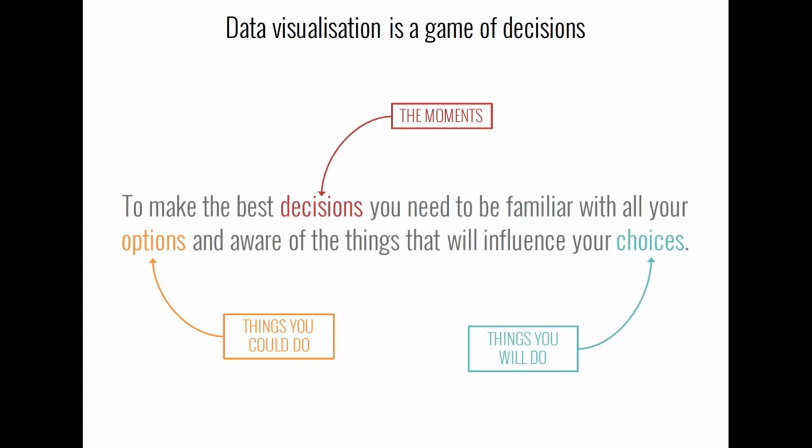To make the best decisions, you need to be familiar with all your options and aware of the things that will influence your choices. The decisions are the moments where you have a choice to make. Which chart to use, which colours to use, which features of interactivity could you use. The options are the repertoire of things that you yourself can make happen, the chart types that you can make happen, the interactive features that you can actually integrate. The things that you will do are the things that you actually choose to do, and there are many influencing factors that shape your choices.